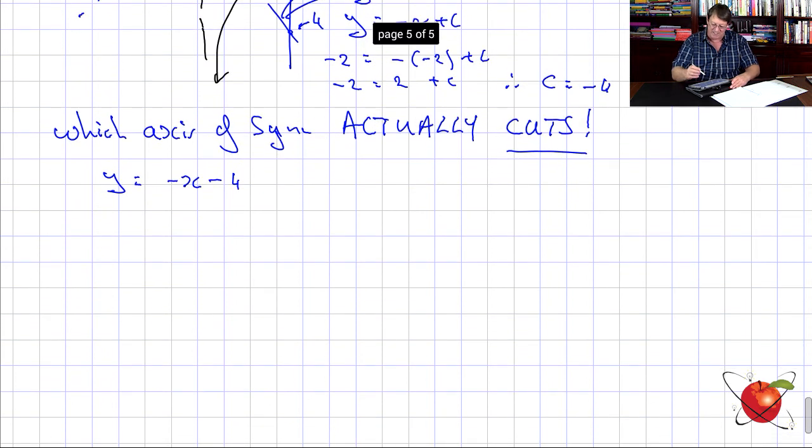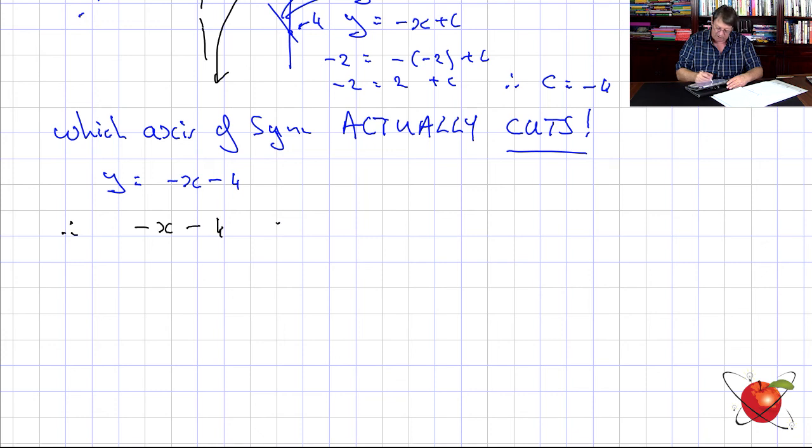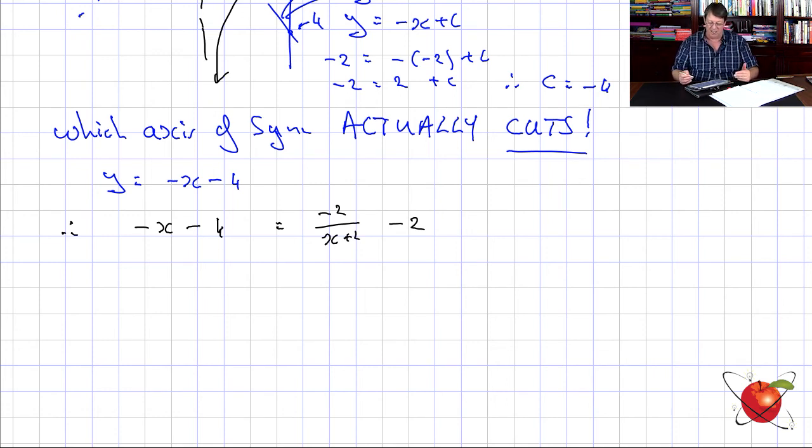How do I find the points of intersection? They want the coordinates of the point of intersection. That's the question they're asking. How do you do that? You put minus x minus 4. It's this graph cutting there. You say, therefore, minus x minus 4 must be equal to minus 2 over x plus 2, minus 2. Okay? You put those equal. That's the one that cuts, isn't it? So once again, you don't have to remember anything. Just look at your graph.